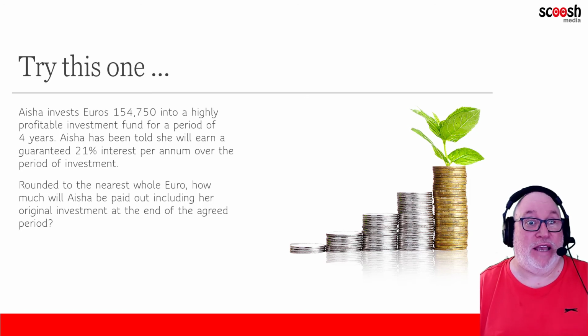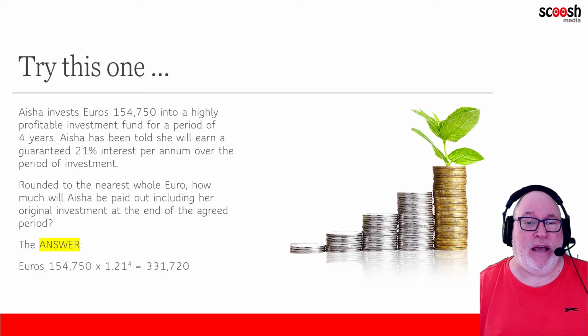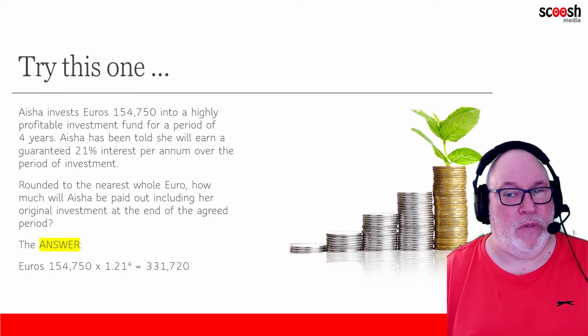Anyway, here's the answer. So you should have written it the same way. Euros 154,750 times 1.21, 21% plus the original amount, 1.21 to the power of 4. And if you calculate it out, whichever way you do it, it should come out as the right answer of 331,720. What a lucky person they would be.